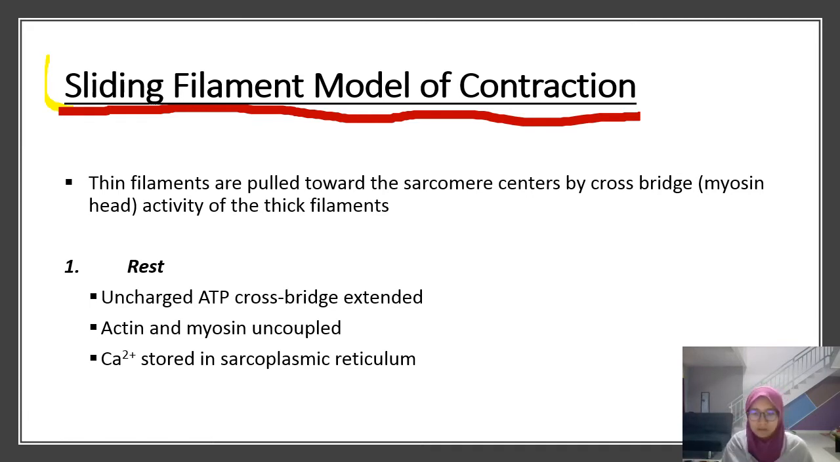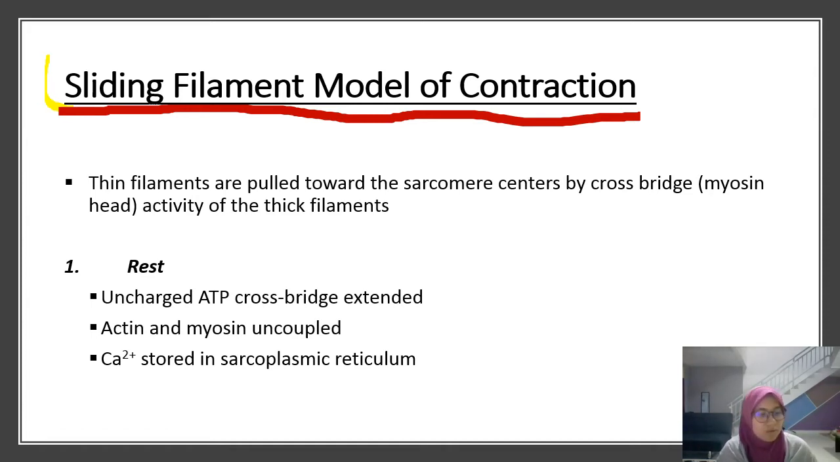For example, here, this is a sarcomere example, right? So the thin filaments pull towards the center. Remember, at the center of the sarcomere here, we have the H zone. So when it pulls towards the center of the sarcomere, hence the muscle shortens. This is the sliding filament model of contraction.